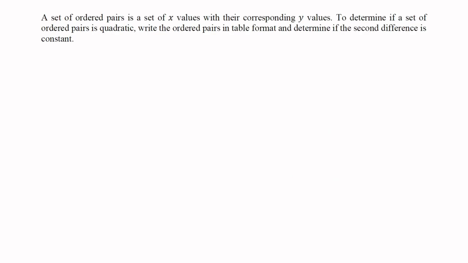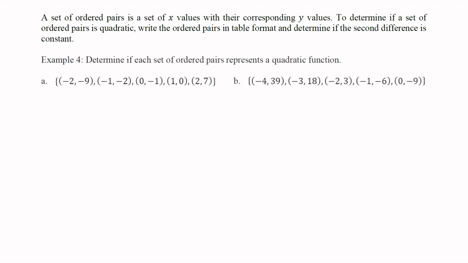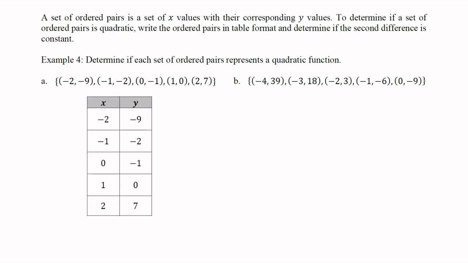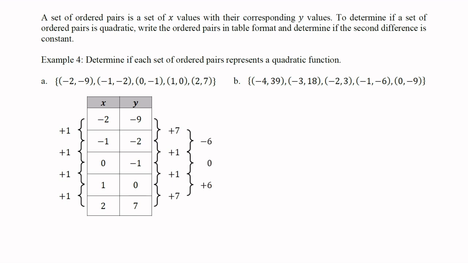A set of ordered pairs is a set of x values with their corresponding y values. To determine if a set of ordered pairs is quadratic, write the ordered pairs in table format and determine if the second differences are constant. So here's a couple of examples of some ordered pairs. We're going to put them in table format, and then we're going to do what we just did with the table. We'll check our x values, then we'll check our first differences, and then finally our second differences.